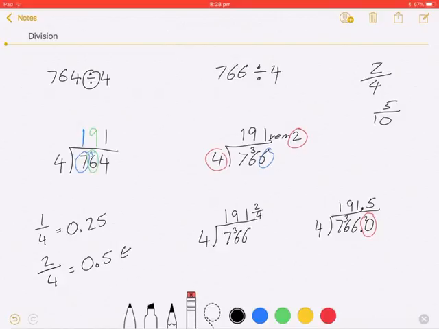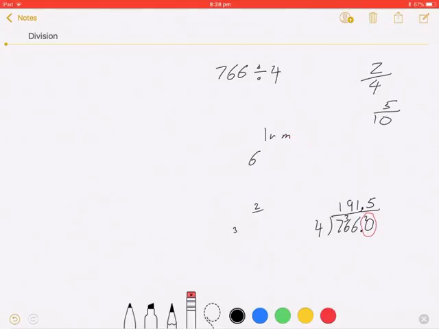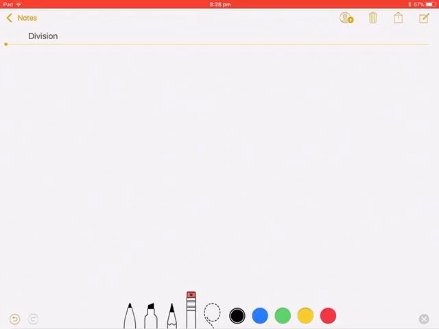Let's try one that's a little bit trickier. Hopefully this one will be a little bit trickier. I won't make the number as big. We'll just see how we go. Excuse all the scribble that has to be rubbed out. I'm sure there is another way to do this.